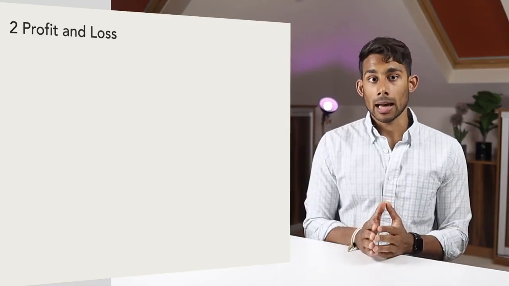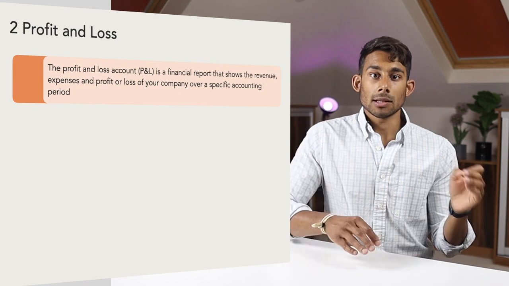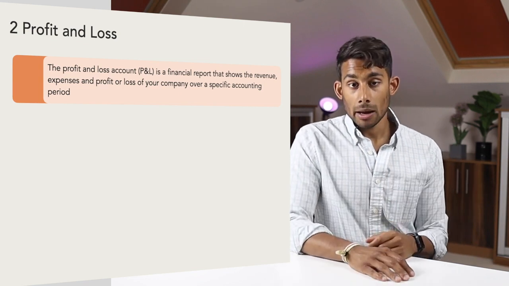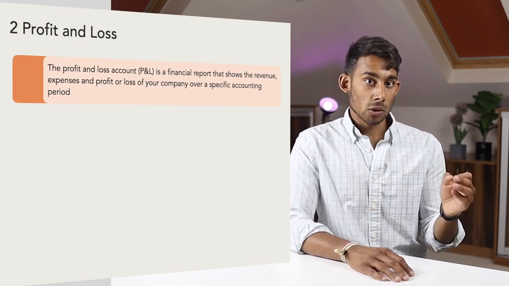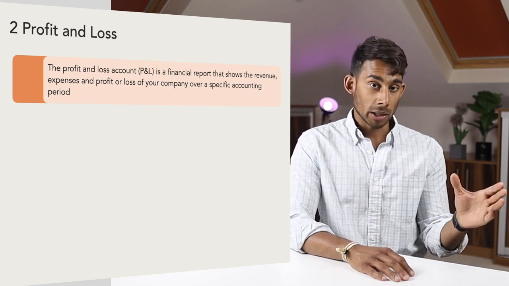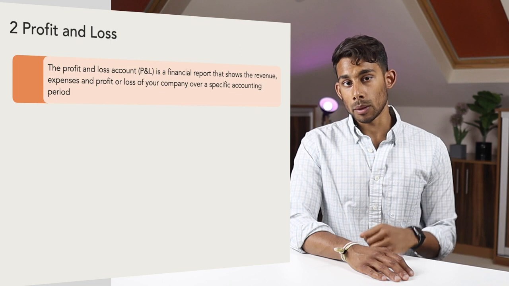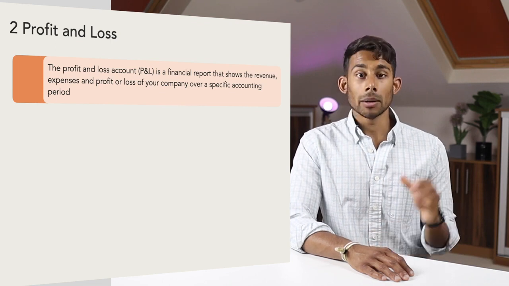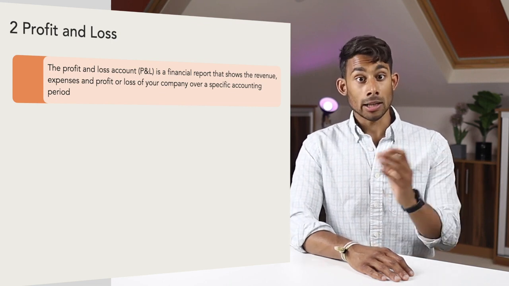Number 2, profit and loss. And firstly, what is a profit and loss account? The profit and loss account, known as the P&L, is a financial report that shows the revenue, expenses, and profit or loss of your company over a specific accounting period. The period can be a month, a quarter, or a year.